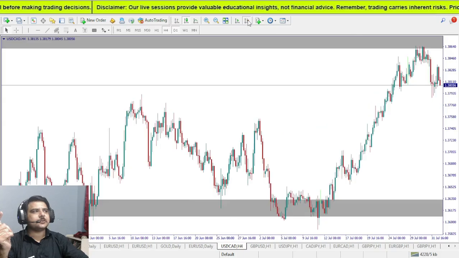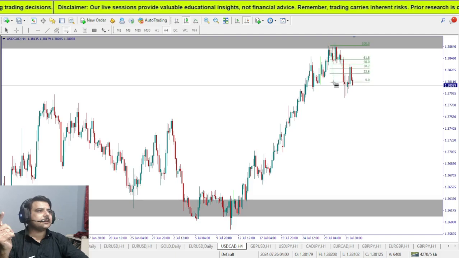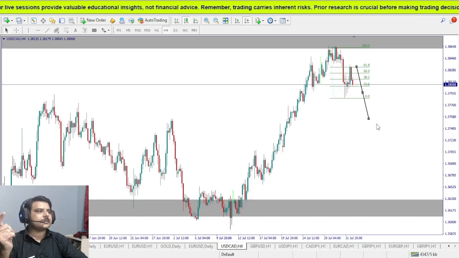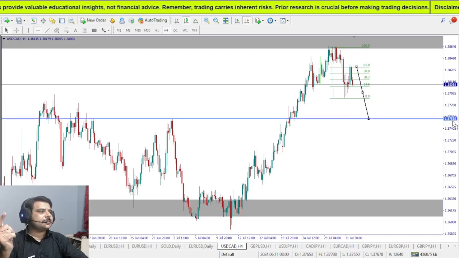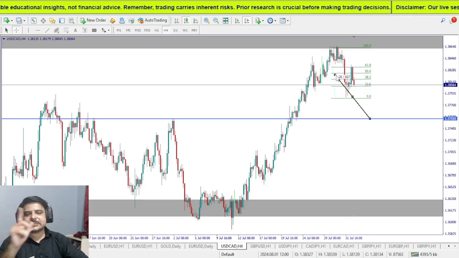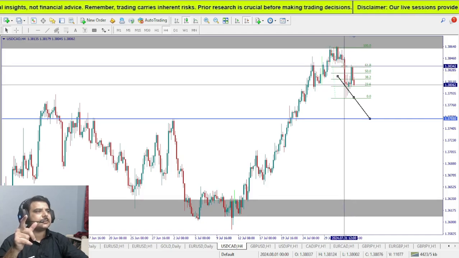Moving on to the H4, and right here if you see, we can see that market clearly broke the previous structure, and right here it took 61.8% retracement and is at the moment looking like it is going to be dropping towards this level of 1.37550. And those who have got these sell opportunities, remember that their stop losses are this much.